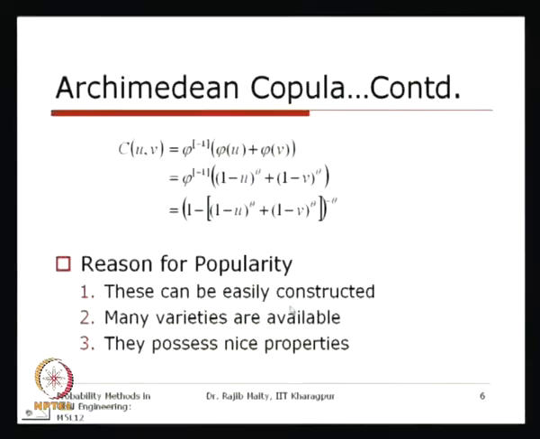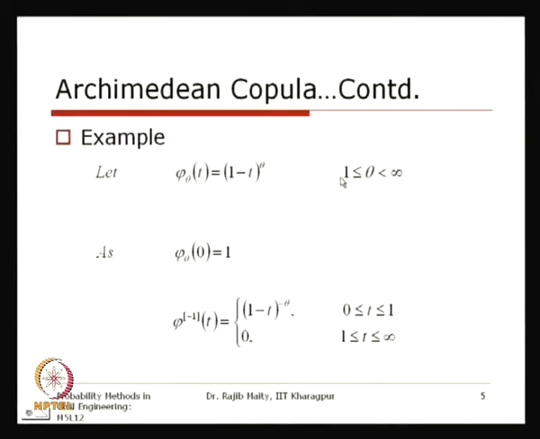The reason why the Archimedean copula has become popular is that it can be easily constructed, as you have seen in the example we just discussed. Many varieties are available depending on the nature of dependence, or the range of dependence, that it can capture. For the time being, I can mention that this theta is actually the measure of the dependence between the two random variables we are considering here, the reduced variables u and v. So, this is the range of their dependence.